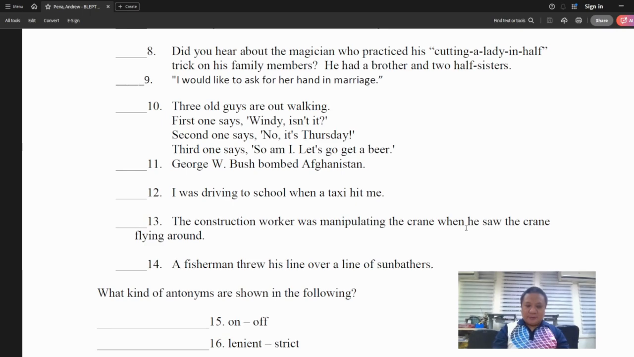14. A fisherman threw his line over a line of sunbathers. You have line there, a physical line and a line of sunbathers. This is a polysemy because line, fishing line, and line of sunbathers, they are both elongated. So they don't mean the same, but they're still close.